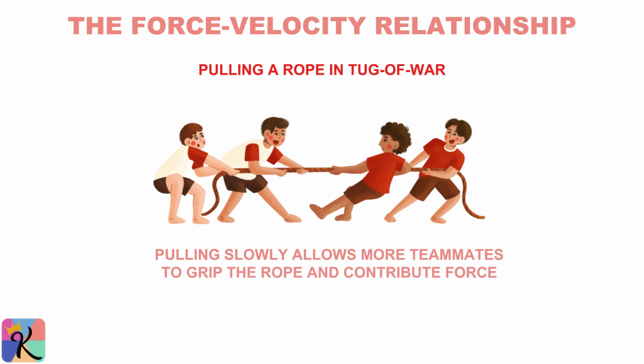Think of it like pulling a rope in tug of war. Pulling slowly allows more teammates to grip the rope and contribute force. If you pull too quickly, fewer teammates can grab on in time.